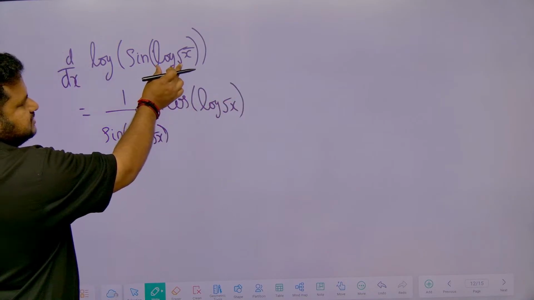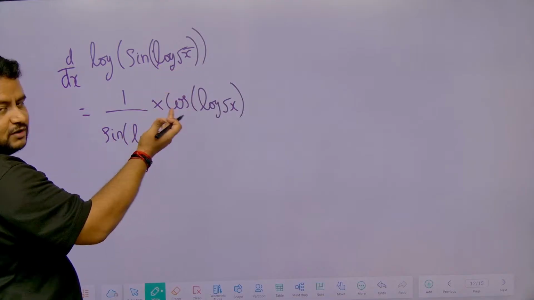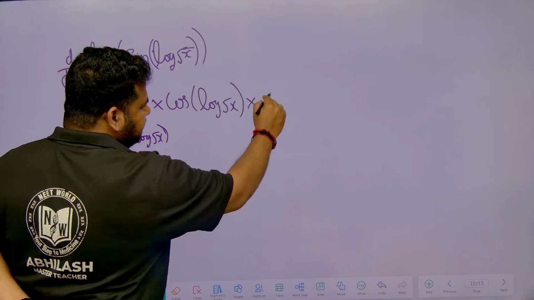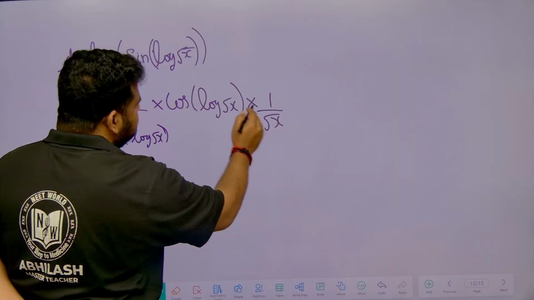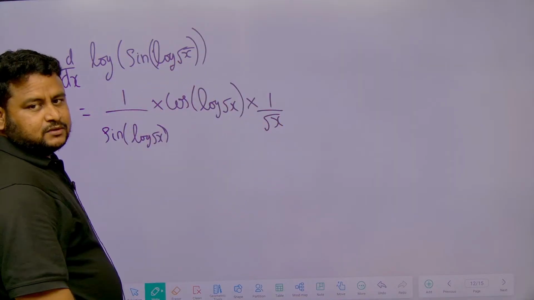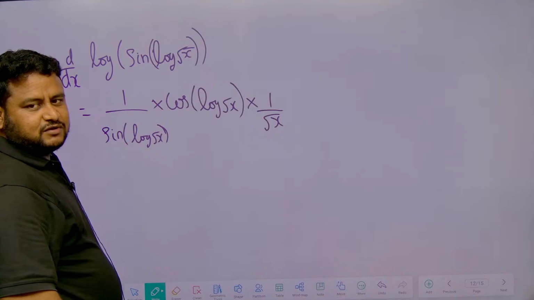Now inside sin what is there? Log. Log of something is 1 by something. So I will write it as 1 by root x. Now what is inside log? Root x is there. Root x, I told you, derivative of root x is 1 by 2 root x.